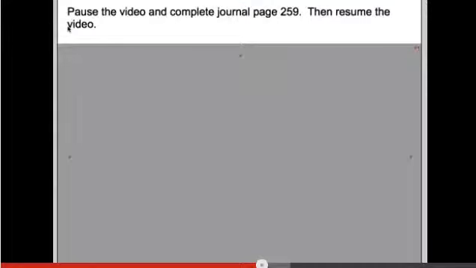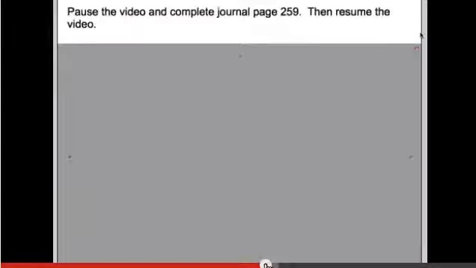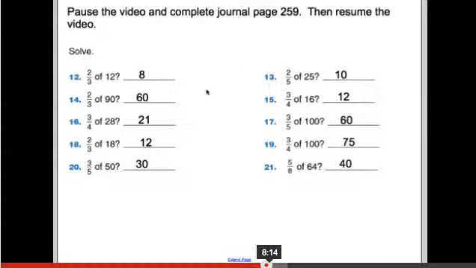Pause the video here and complete journal page 259. I would like you to check your work. You can pause this and check your work and then resume.